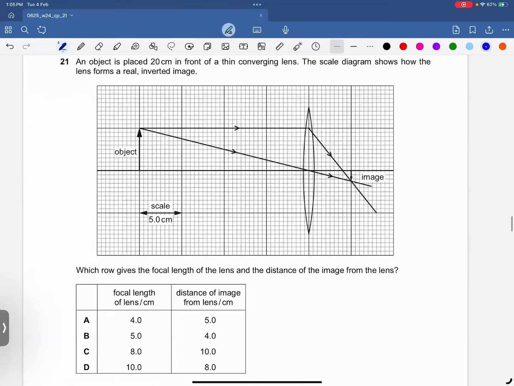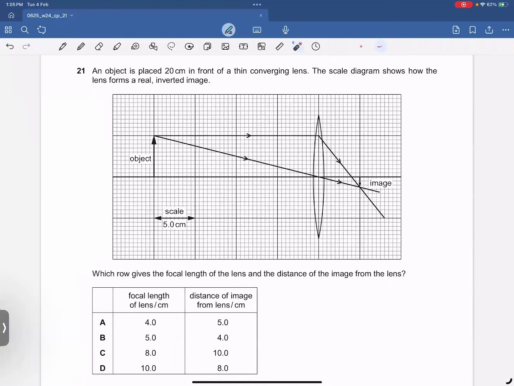It's also optics about the lens. An object is placed 20 centimeter in front of a thin converging lens. The scale diagram shows how the lens forms a real and inverted image. You can see it's upside down, inverted image. And you know real image is always inverted. Virtual is upright. You can learn "revu". Real always inverted, virtual upright. Revu. Real always inverted, virtual always upright.